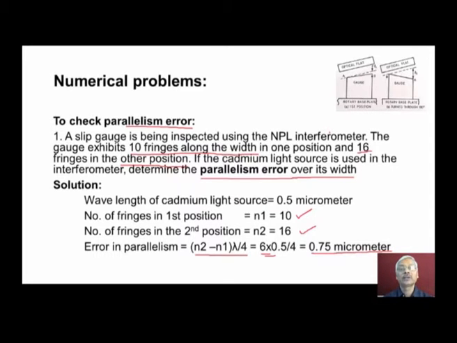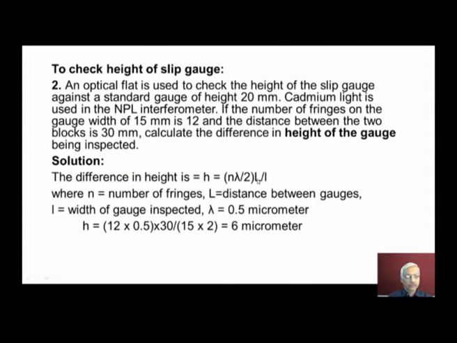That means we use the NPL interferometer to count how many fringes are there in the first position, how many fringes are there in the second position, and by knowing the lambda value of the source, we can find the error in parallelism. Now let us see how we can check the height of slip gauges using interferometers.